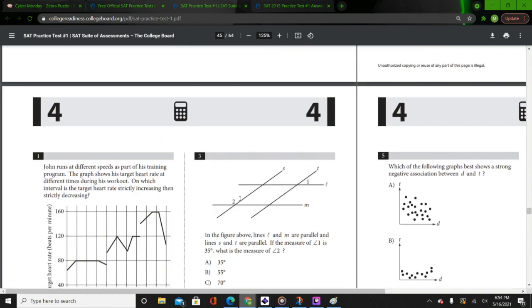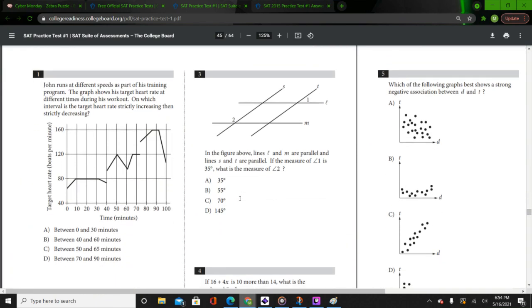We missed the calculator section, so we're going to honestly try our best to breeze right through it. Right.